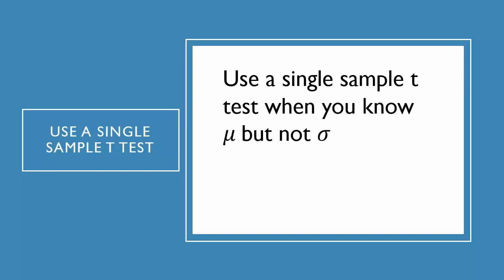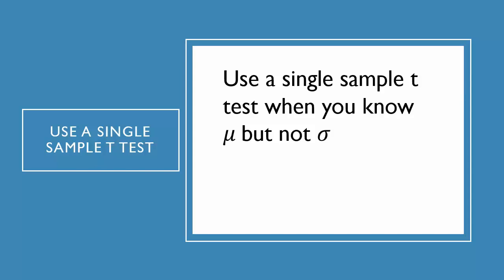Okay, so far we've talked about a z-test. Now we're going to talk about a single sample t-test. Many times when you're doing this, I'm looking at my group compared to the rest of the population. I might know the population's mean, but I often don't know the population's standard deviation. You use a single sample t-test when you know mu, but you don't know sigma. That is, you know the population's mean, but you don't know the population's standard deviation.